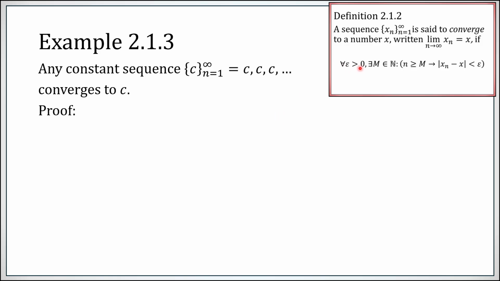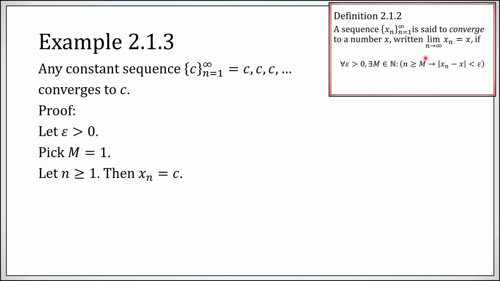First, for any epsilon which is positive, let epsilon be a positive number. Now we have to concoct what the cutoff point m is. I'm just going to pick m equals 1. Now I have a conditional statement, assume the hypothesis. Assume n is bigger than or equal to the m you just picked. Well, what do I know about x sub n for this choice of n?